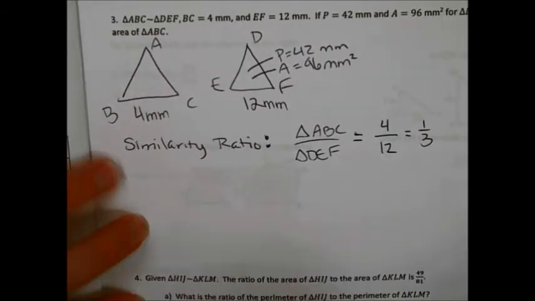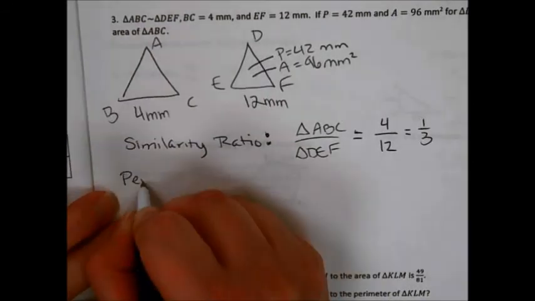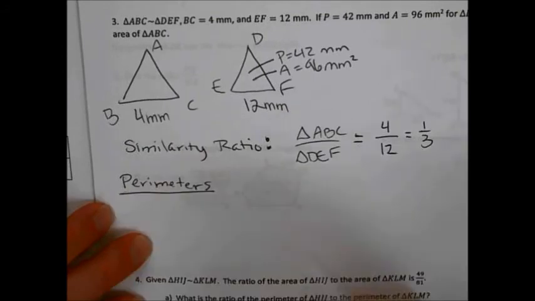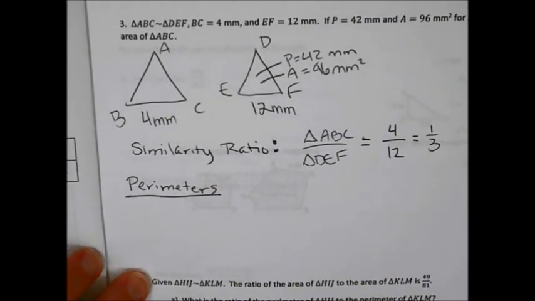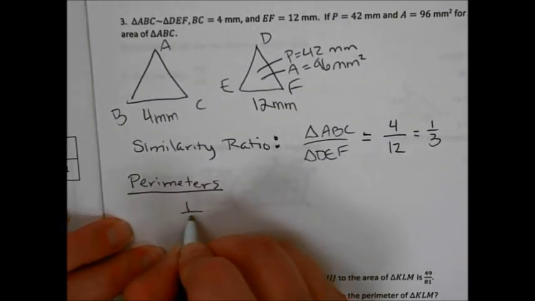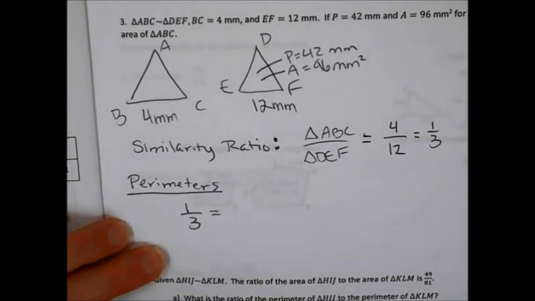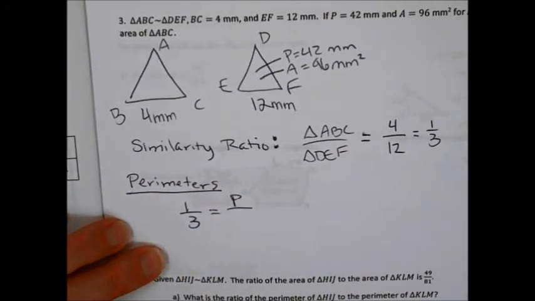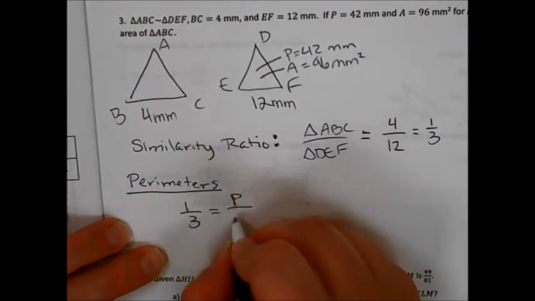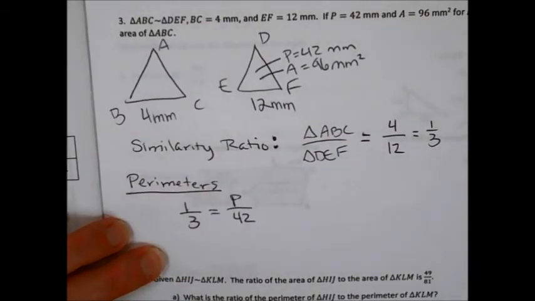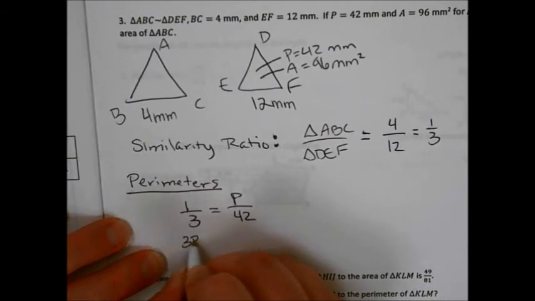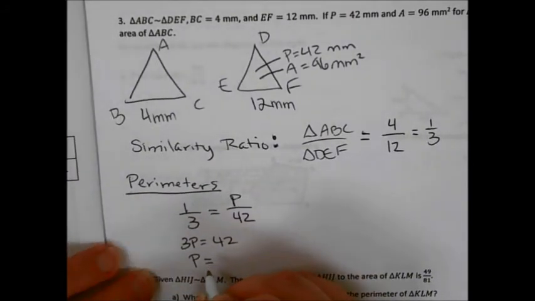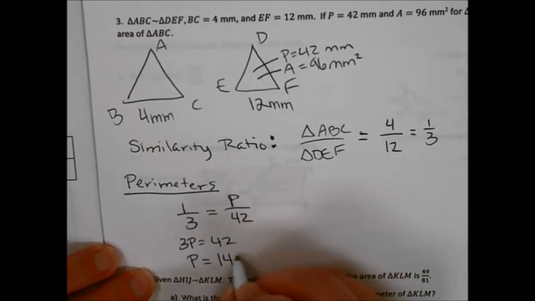So let's try and find the perimeter. Triangle ABC is the one that I don't know. So if I start with my 1/3, ABC is the one that I don't know, so that P has to go on top. But triangle DEF I know is 42. Cross multiply, and we get 3P equals 42. So solve for P and we get 14 millimeters.